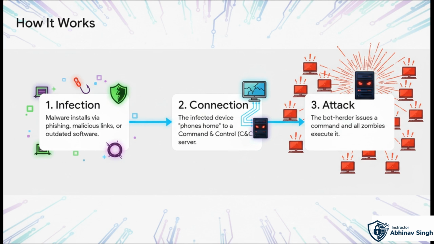Second, the connection. The malware quietly phones home to the hacker's command and control server, basically telling it, hey, I'm here and ready for orders. And finally, stage 3, the attack. The bot herder sends out one single command, and every zombie in the network executes it instantly.